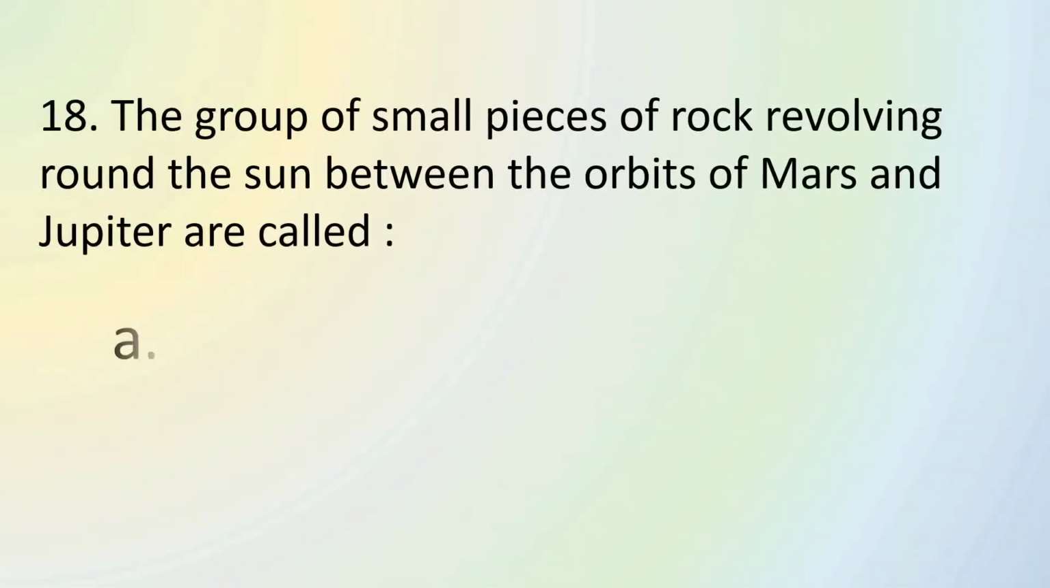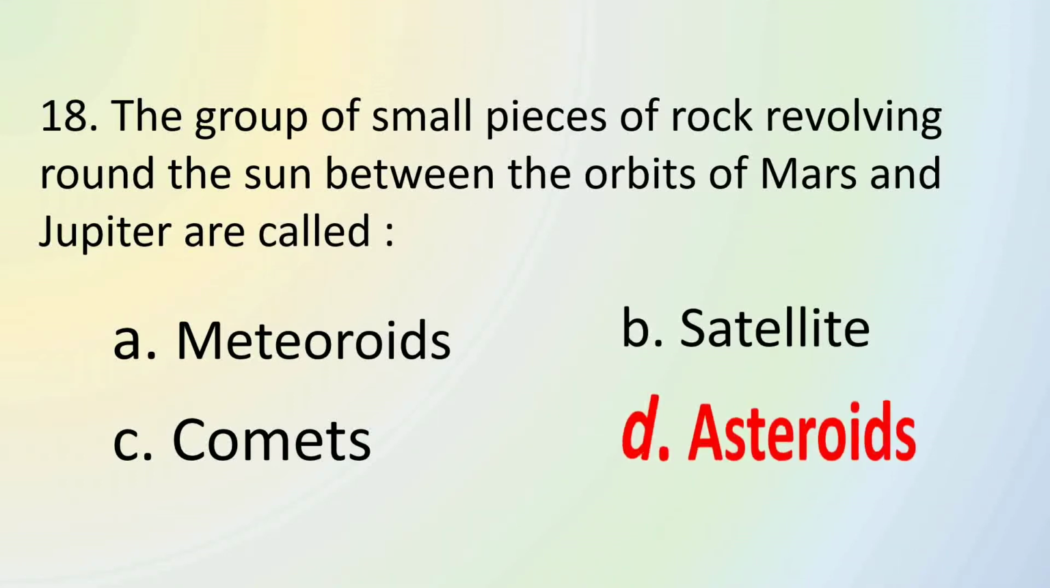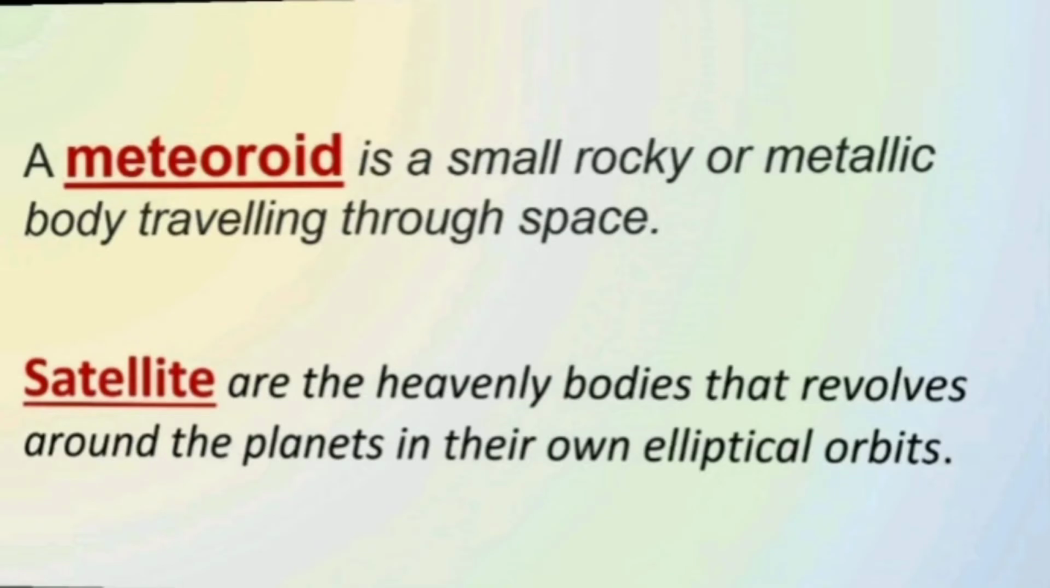The group of small pieces of rock revolving around the Sun between the orbits of Mars and Jupiter are called asteroids. Let's learn what meteoroids, satellites and comets are. A meteoroid is a small rocky or metallic body traveling through space, and satellites are the heavenly bodies that revolve around the planets in their own elliptical orbits.